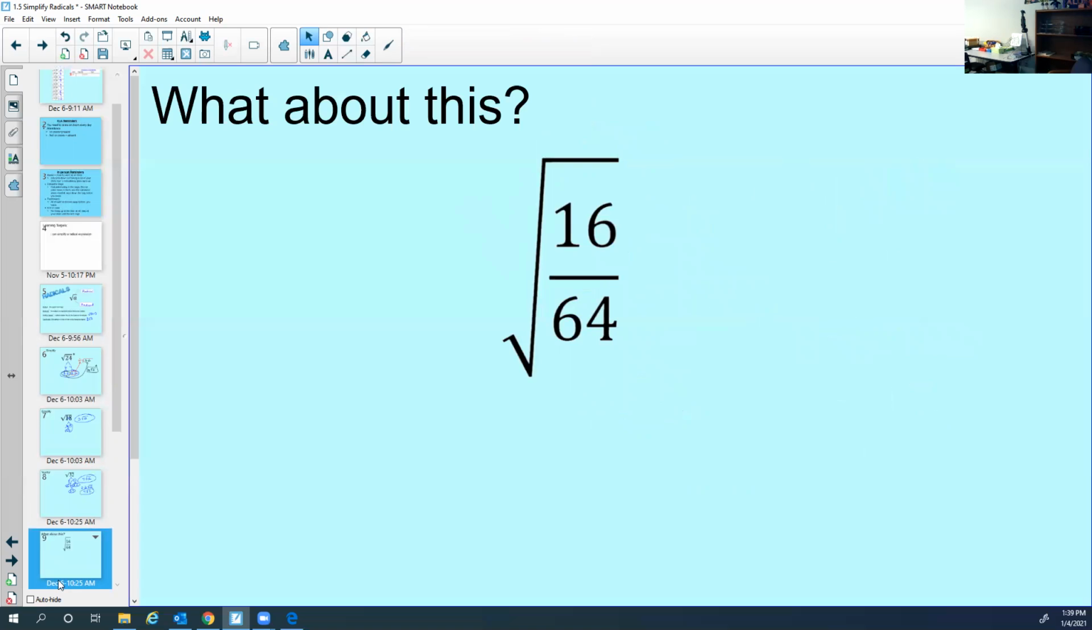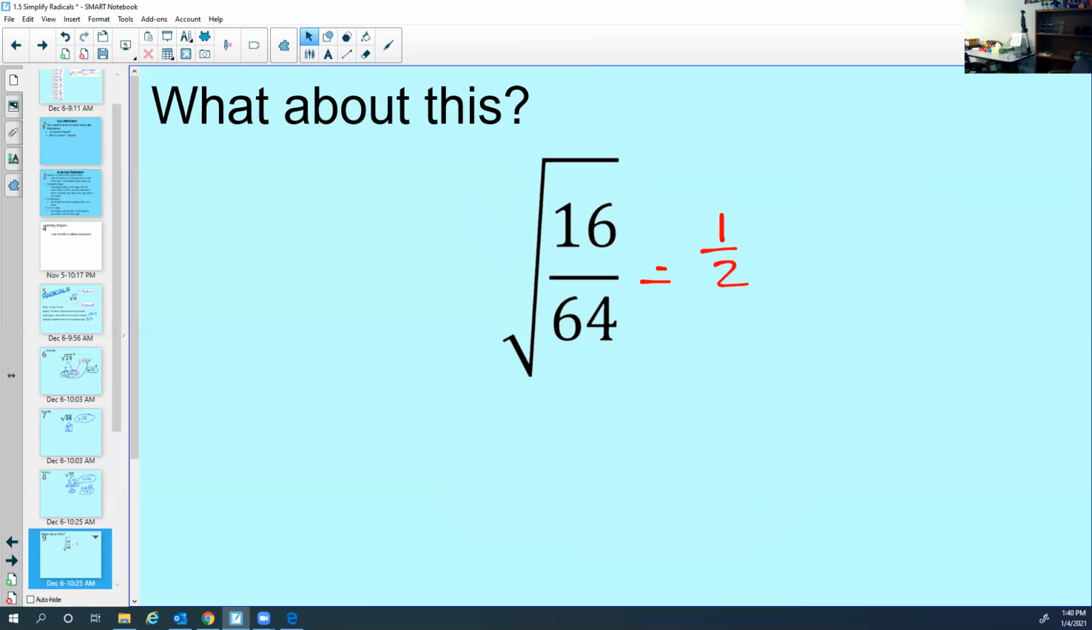All right, what about this one? I see square root of 16 over 64. Each one of these, put into your calculator before you guys start. If you do that, you will see the square root of 16 over 64 comes out to be 1/2.